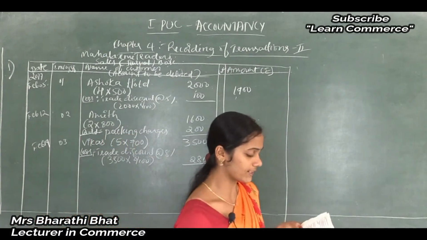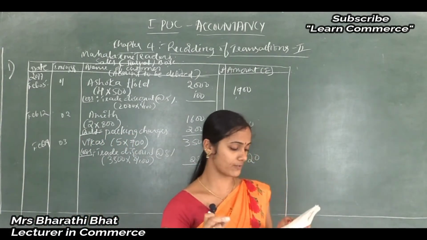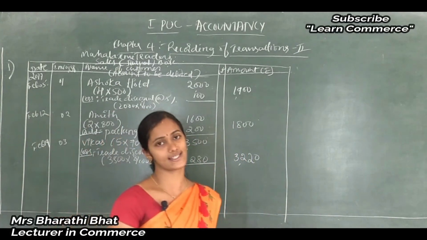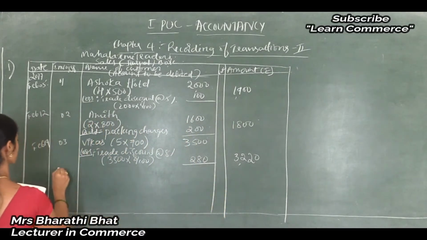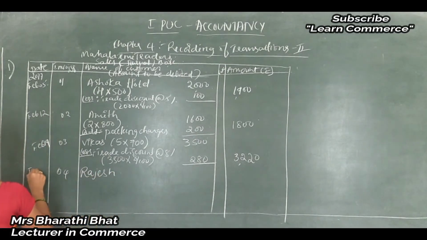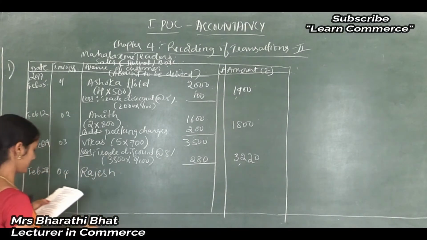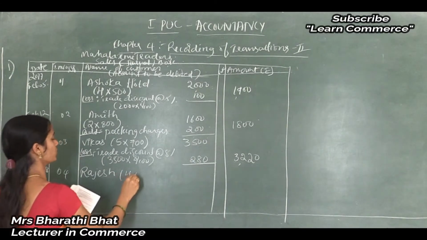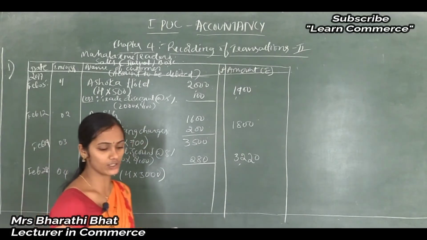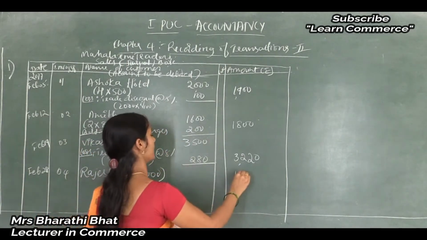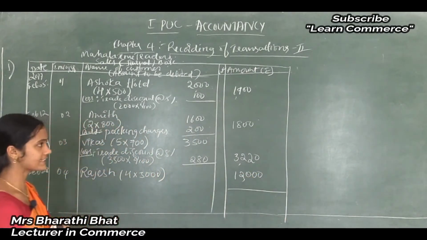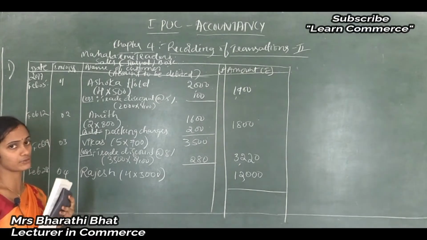And February 28, sold 4 bags of rice at 3,000 per bag to Rajesh. So to Rajesh, Rajesh is considered as what? Yes, customer. So Rajesh, February 28, and 4 bags into 3,000. Is there any discount and all? No, right? So just write the amount in the amount column, 12,000. So we consider all the transactions, and for one transaction we have to give a note.